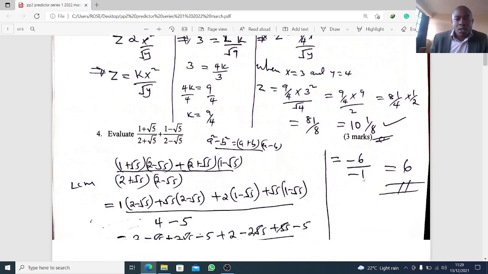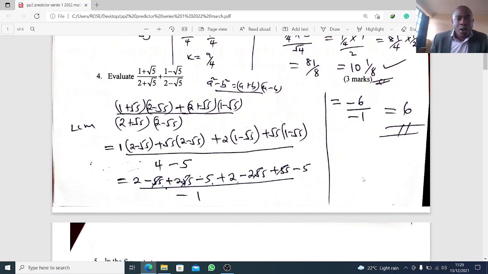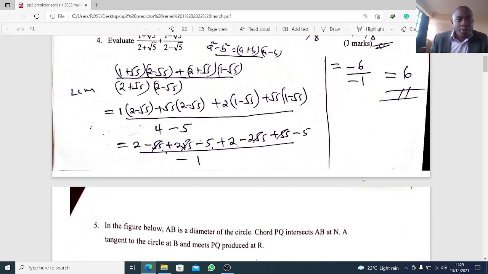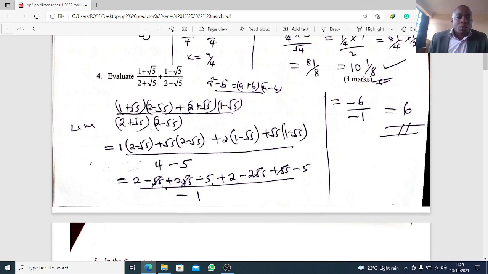And then we go to the next question, prediction number 4. Question number 4 is that we evaluate. It is a question on surds. In KCSE, in the last 4 to 5 years, we have never missed a question on surds. So it's a question you expect, because it has never missed.